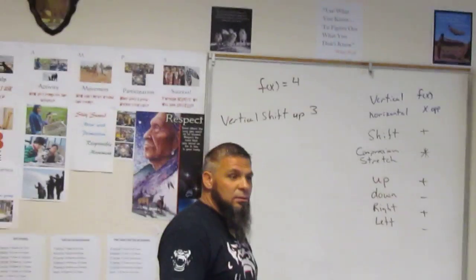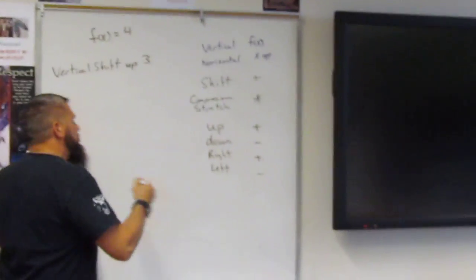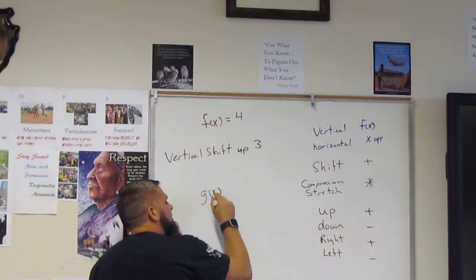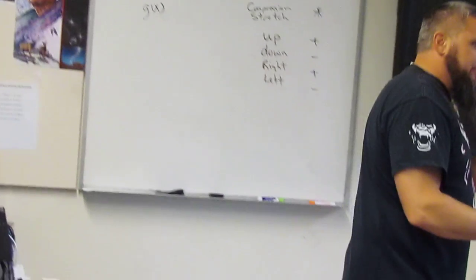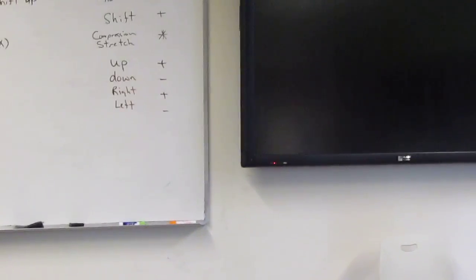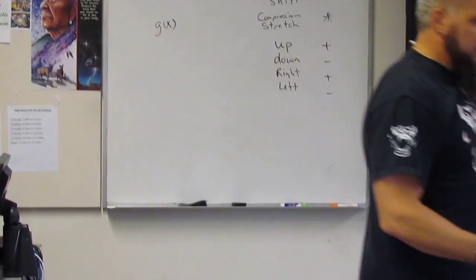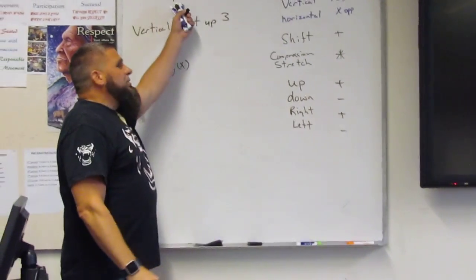Now, I'm going to vertically shift up 3. So what is g of x? Because when I change it, it becomes the next function. The next function is what we call g of x, and the next one would be h of x, i of x, j of x, k of x, and it continues. So what do I do to this function?